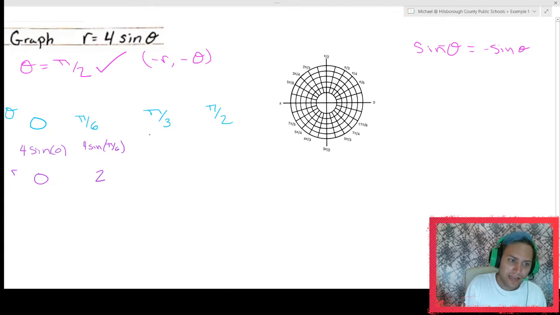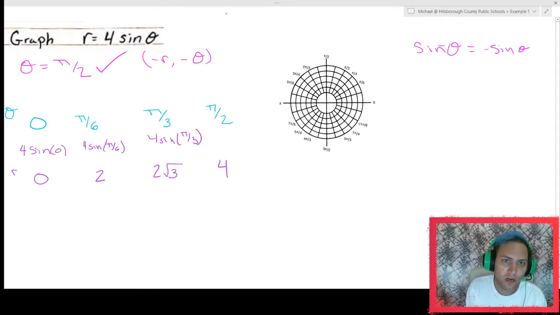Over here, again, you can see the pattern. I'm taking 4 sine of theta and replacing theta with pi over 3. I know that at pi over 3, my sine is radical 3 over 2. Radical 3 over 2 times 4 gives me 4 radical 3 over 2, and the 4 divided by 2 makes 2. So I end up with 2 radical 3. And lastly, I know that at pi over 2, sine is equal to 1, and 1 times 4 is 4. So I have 4 polar coordinates there, and they're written backwards.